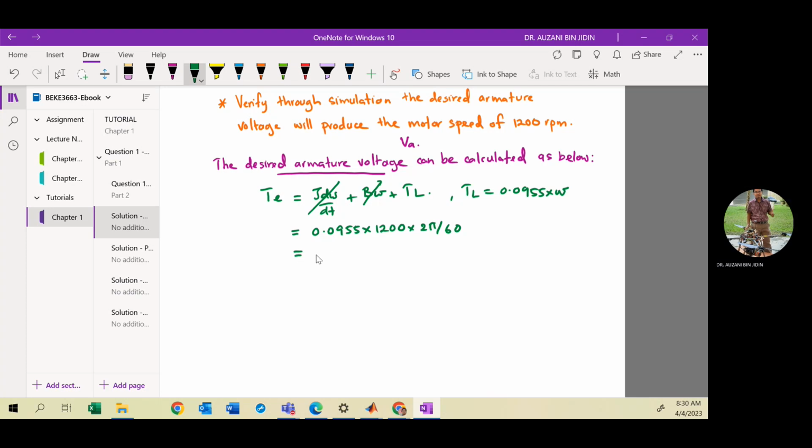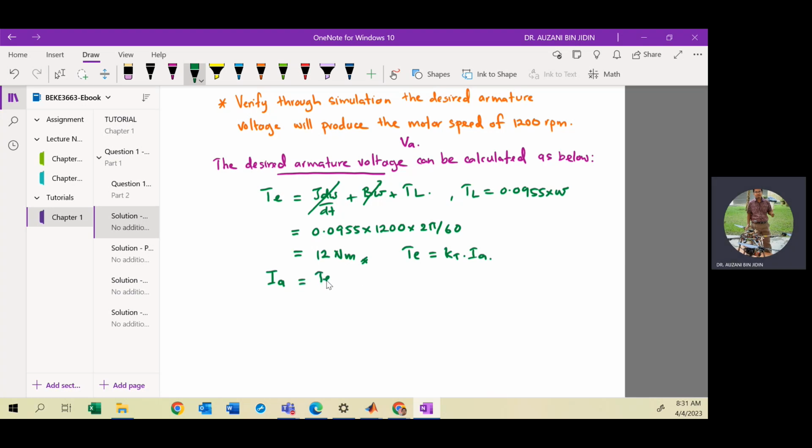Then you can solve. The torque required is 12 Newton meter. Clear? So we know that you can express the torque equation in terms of electrical parameters. The previous one is mechanical because it involves J, moment of inertia, and friction. So you can rewrite the torque equation in another form based on the electrical parameters, which are KT and IA, where KT is the torque constant. Then you apply this equation to calculate the required armature current, IA.